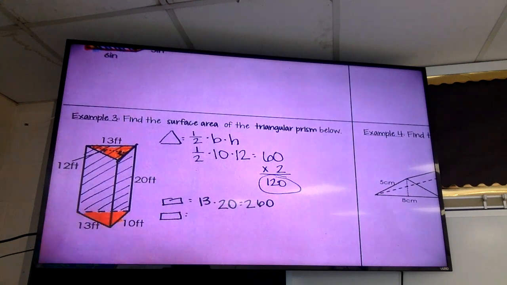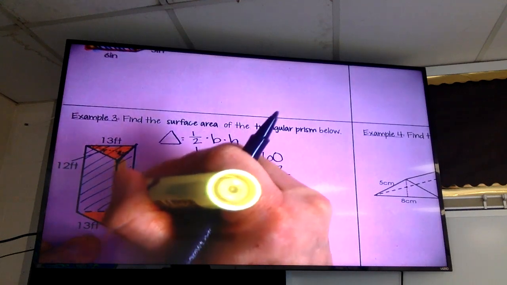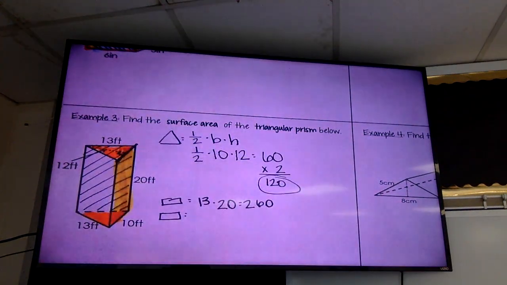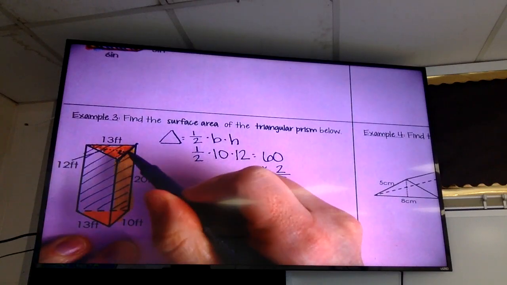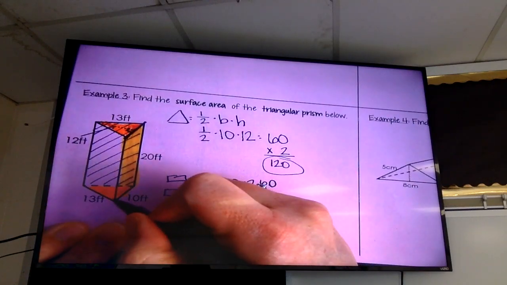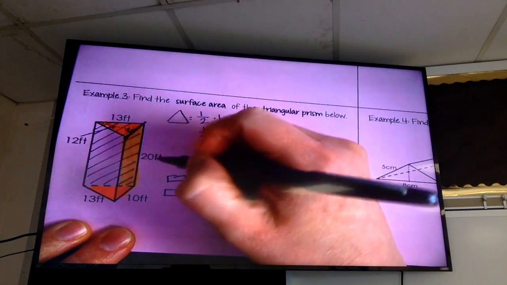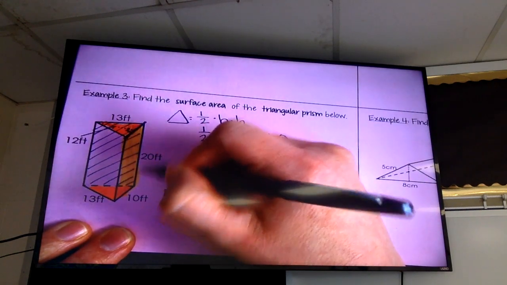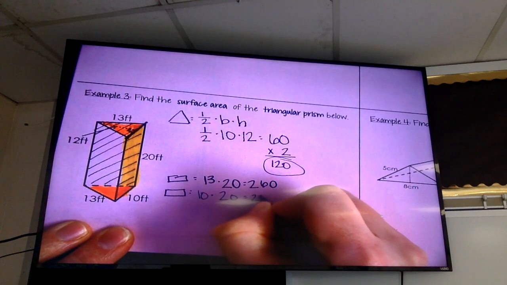Okay, but we have three of them. So I have another one. I have one right here. I'm going to put it in yellow so you can see it. Okay, so I have this rectangle right here. And when I do the length, which is 10, and the width, or the height, base and height, right here, is 20. So 10 times 20 equals 200.